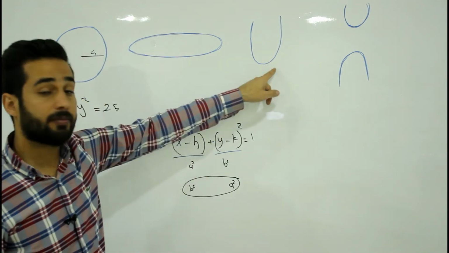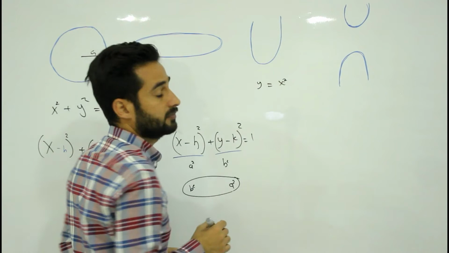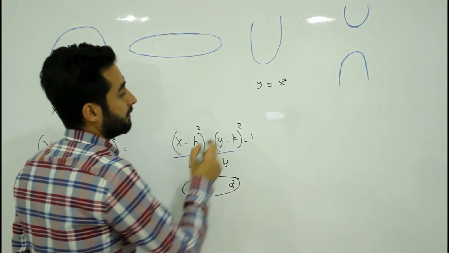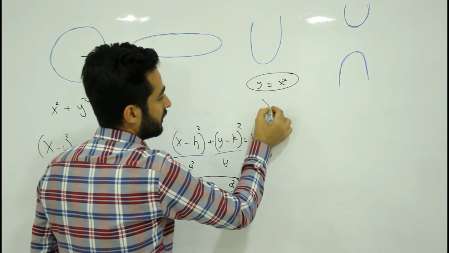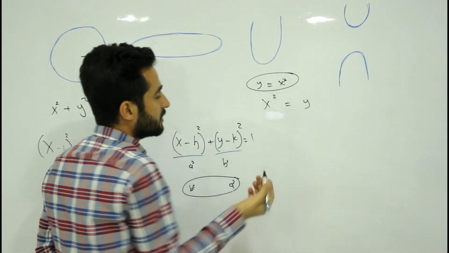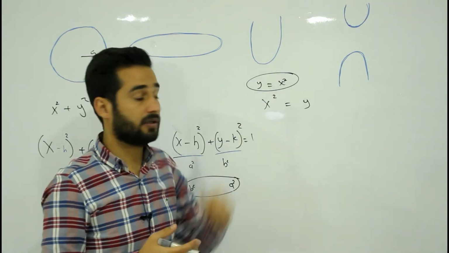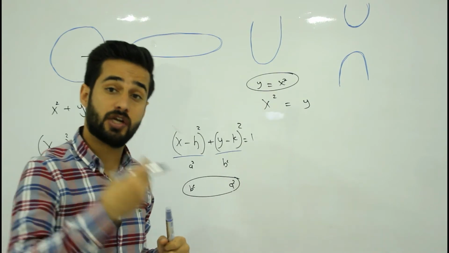Let's go to the parabola. You know, guys, y equals x squared. This is the rule of the parabola. But can we say, you know this rule, can we say x squared is equal to y? Yes, we can say this. This is the simple rule, or let's say the parent rule. But we can write the general rule.